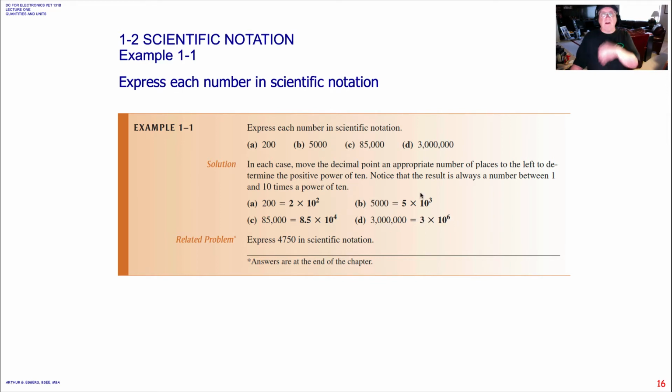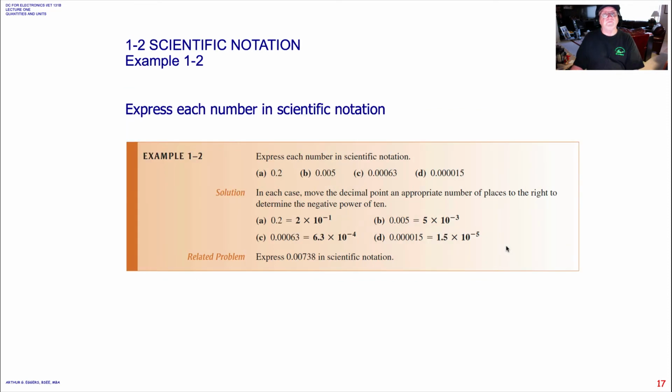And later we're going to find out that we're going to use metric prefixes to replace these exponentials of 10 to the 3rd and 10 to the 6th. And we're going to see that we can handle those prefixes just like it was a number. Another example here, we've got 2 tenths, 5 thousandths, 63 ten thousandths, and 15 hundred thousandths. Okay, so we're going to convert each of these decimals then into scientific notation.